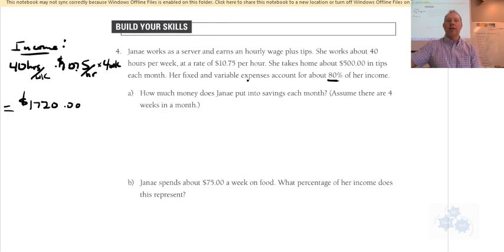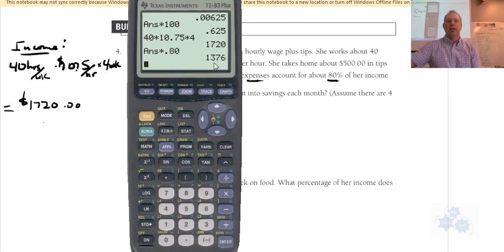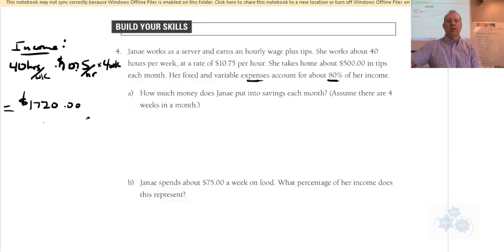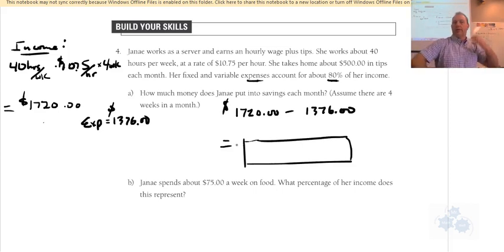Okay. Her expenses are 80% of that. So what's times 0.80? That's 80%. It is going to be $13.76. So expenses, $13.76. So how much does Janae put into savings each month? Well, it's going to be the difference between $17.20 and this $13.76. So you go ahead and calculate that. Pump that into your calculator there, put that answer down.